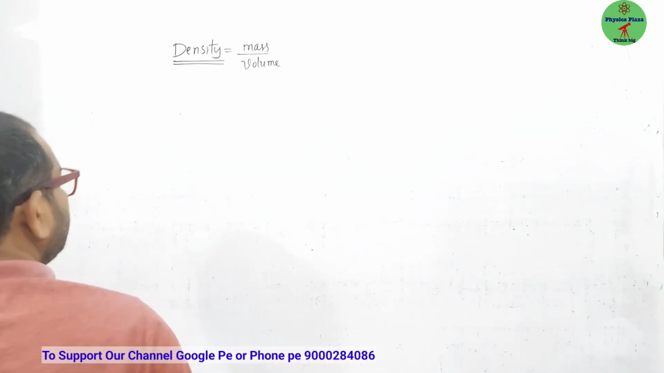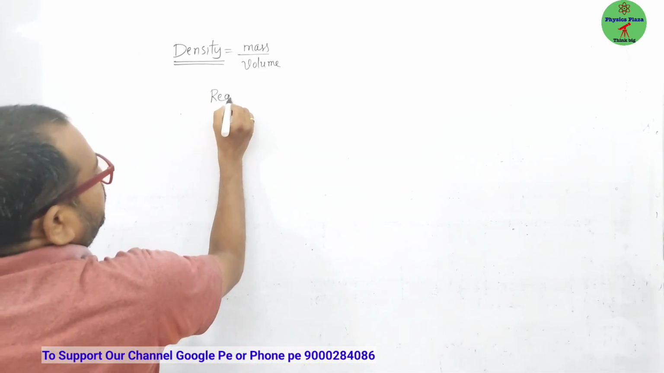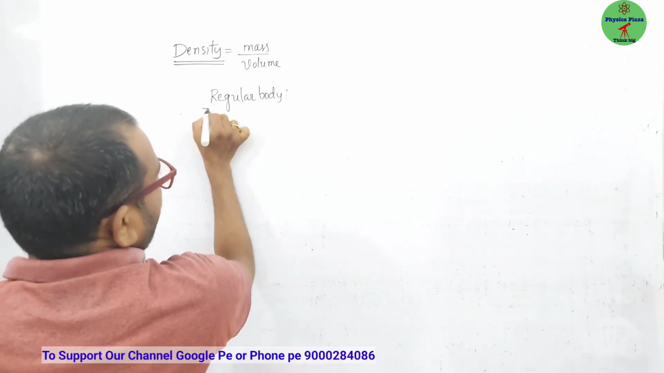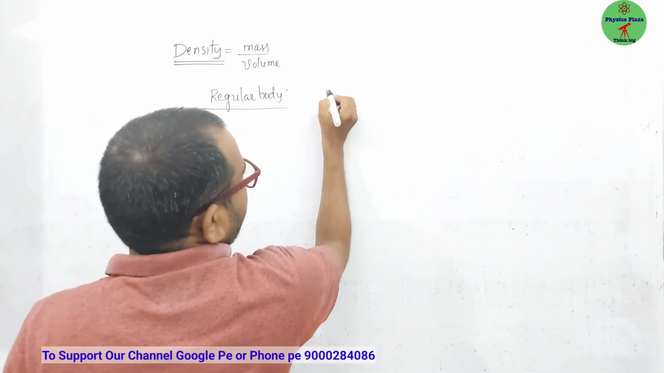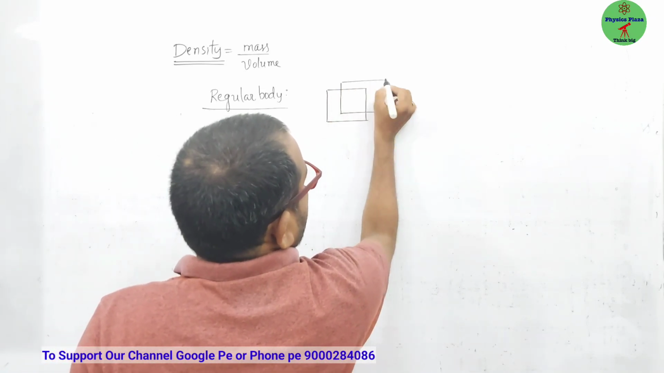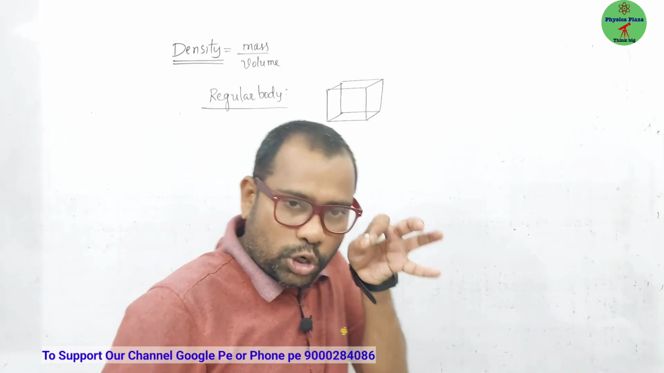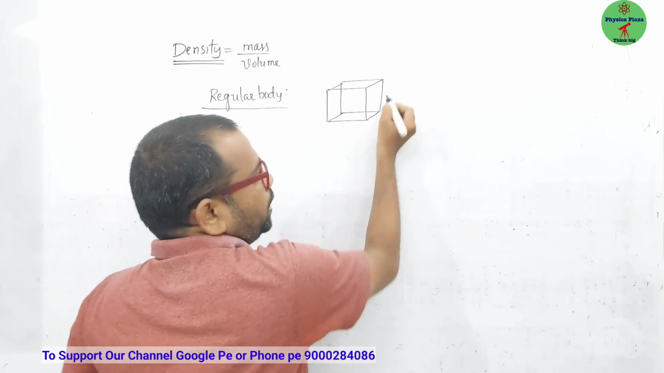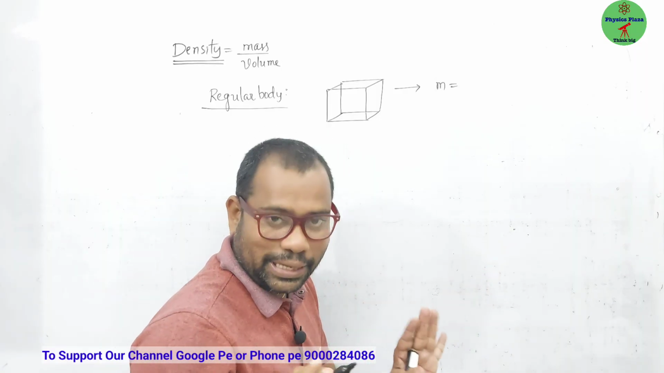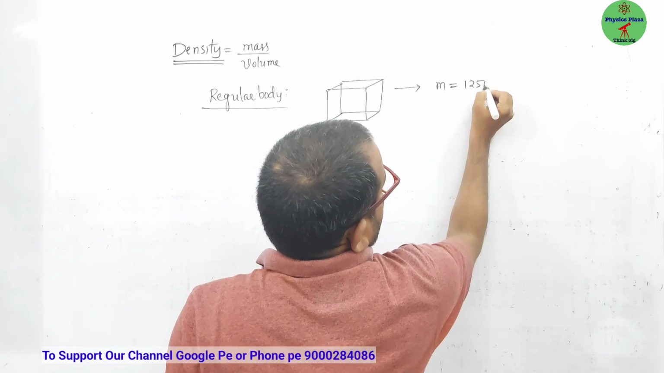Now children, let us see how we can calculate the density of regular bodies. Very simple. For example, let us say one cube is given. Cuboid is also fine, anything regular. First, by using an electronic balance, let us calculate its mass. Let us say we got its mass as, for example, 1250 grams. I am telling you an example, not exact.